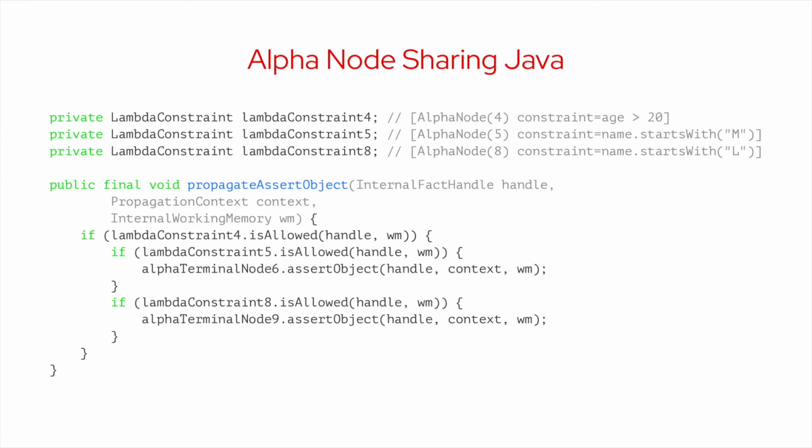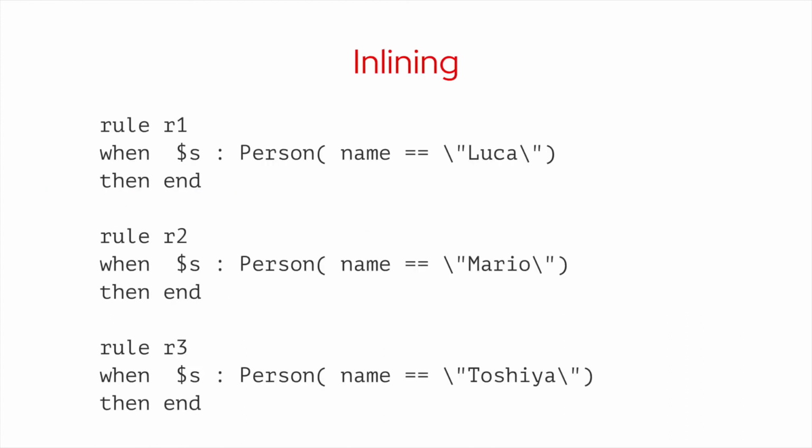As you can see, there is an external if that maps to the age greater than 20 conditions and then the two specific ifs afterwards. Let's take a look at the inlining.